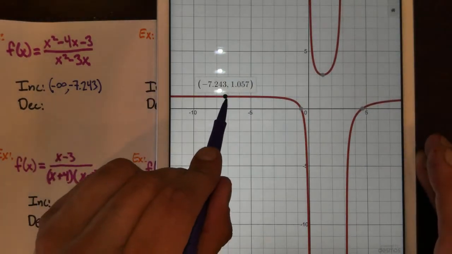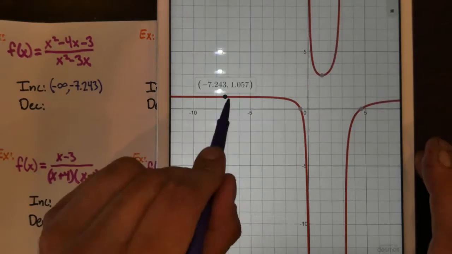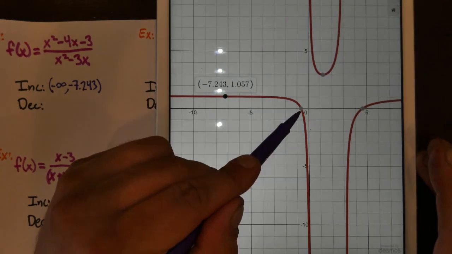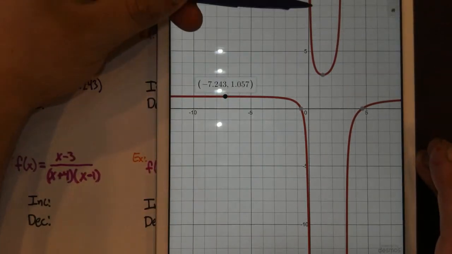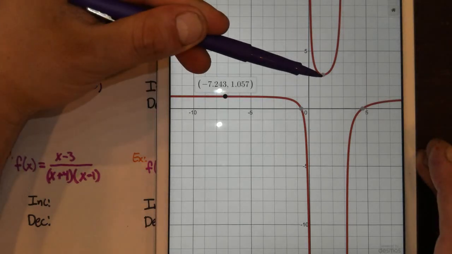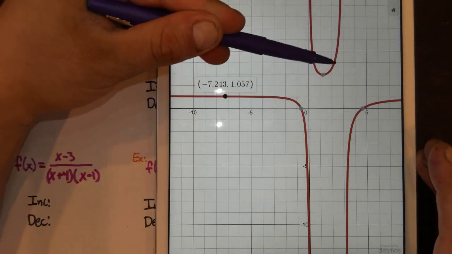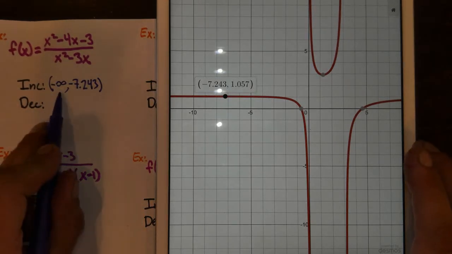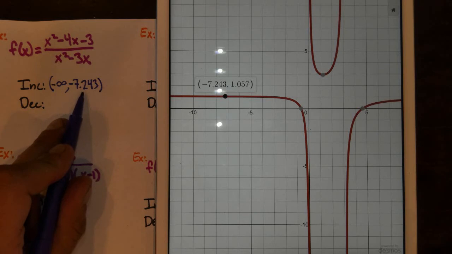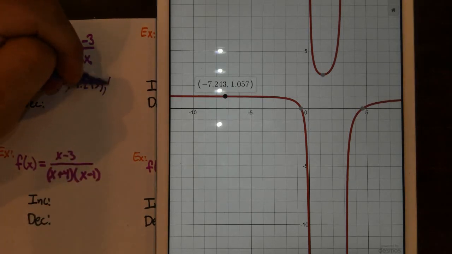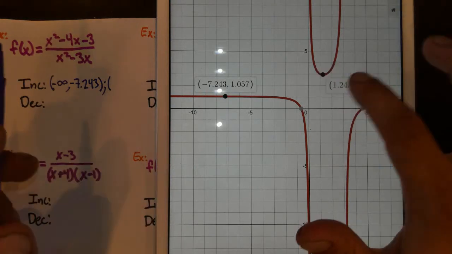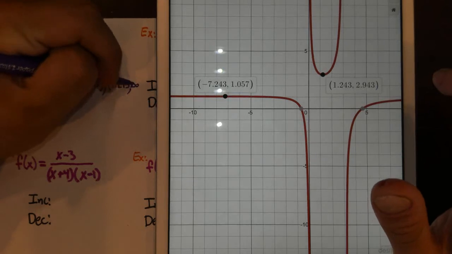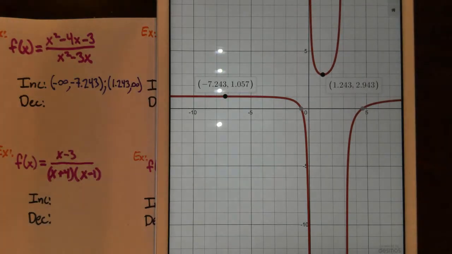And so from here, it starts decreasing. So it decreases and keeps decreasing. This point right here is just the intercept. And then it's decreasing still. And then it gets to this point, this minimum right here, and it begins increasing again. So it increases from negative infinity to negative 7.243. But then it also increases after this point from 1.243 all the way to positive infinity.